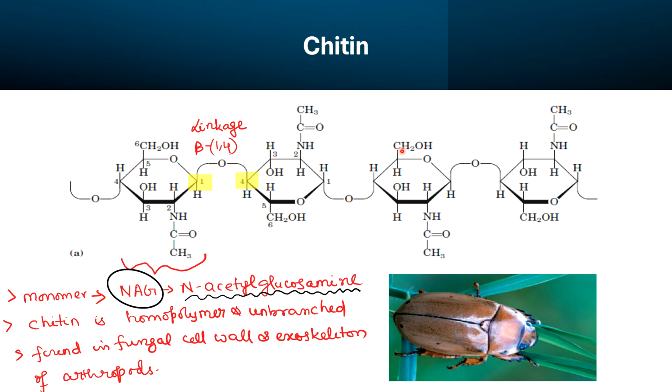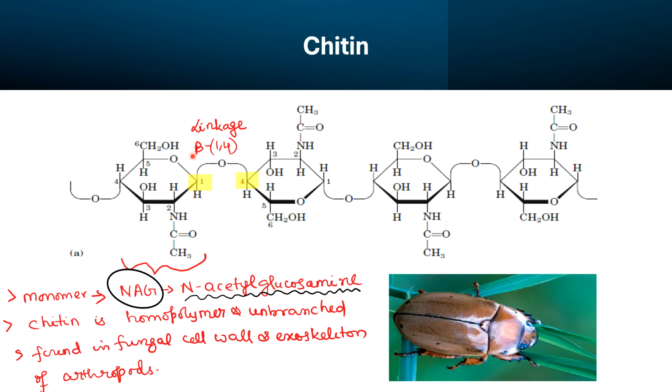Let's look into another polysaccharide, which is chitin. Now, in case of chitin, the monomeric unit is very important. Questions are often asked from here. It is NAG. What is NAG? NAG is N-acetyl glucosamine. So, this is the structure of N-acetyl glucosamine. What is the type of linkage? Beta 1,4 linkage.